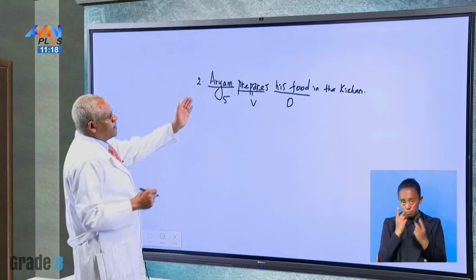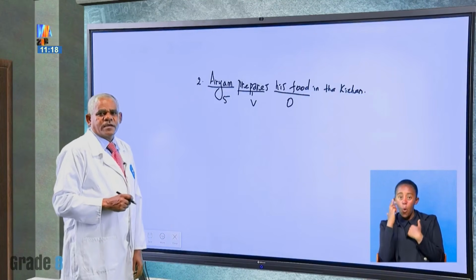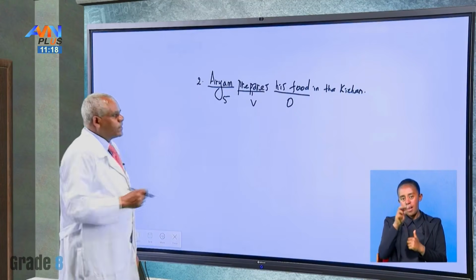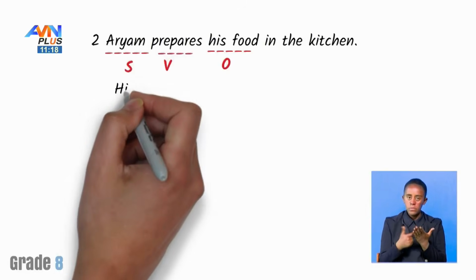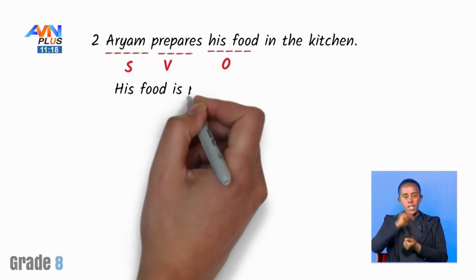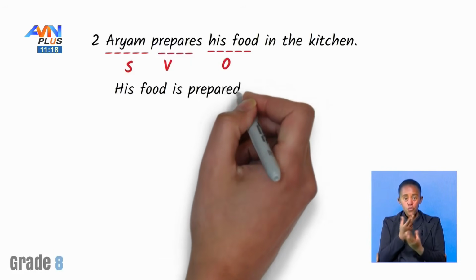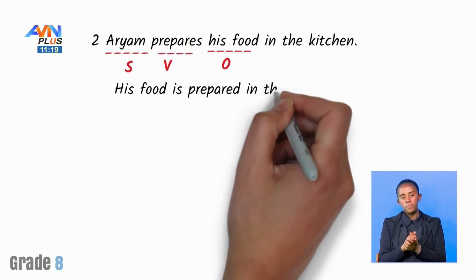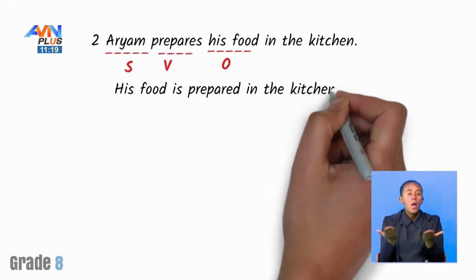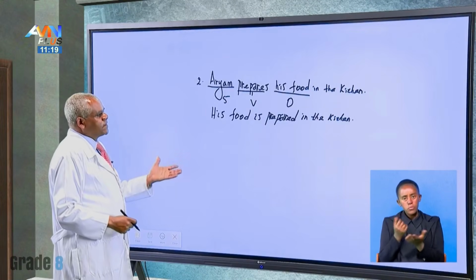See? And then Aryam prepares. Don't forget that here is S, because Aryam is third person singular. Therefore, this can be written in such a way. In the case of passive construction, his food is prepared. Is prepared where? In the kitchen. His food is prepared in the kitchen.